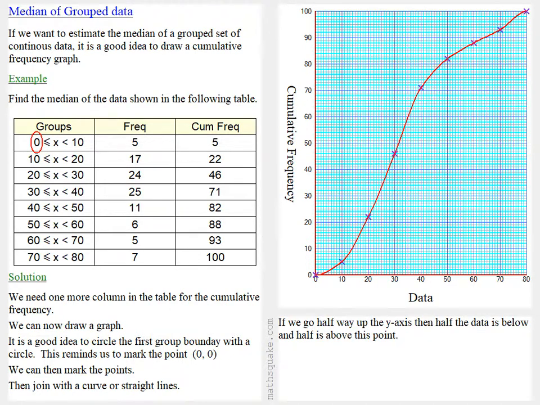Now to find the median, if we go halfway up the y-axis, then half of the data is below and half of the data is above this point. So if we look across to the graph and then down to the median, we find the median is 31.5.